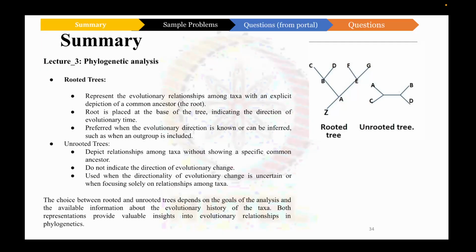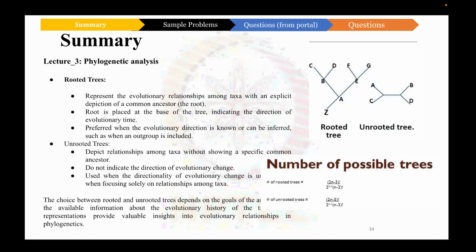Rooted trees are preferred when the directionality of evolution is known or when the inclusion of an outgroup allows for rooting the tree. Unrooted trees are used when the focus is solely on understanding the relationship among the taxa without making assumptions about the direction of evolutionary change. So both representations are important tools in phylogenetics and provide valuable insights into the evolutionary process.